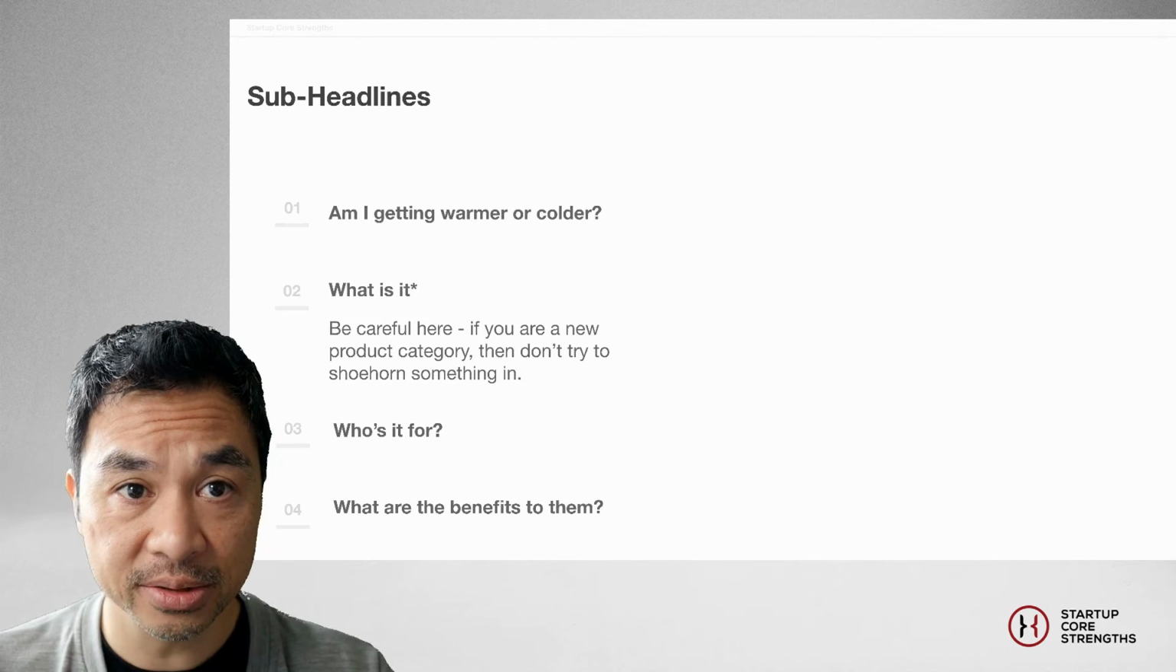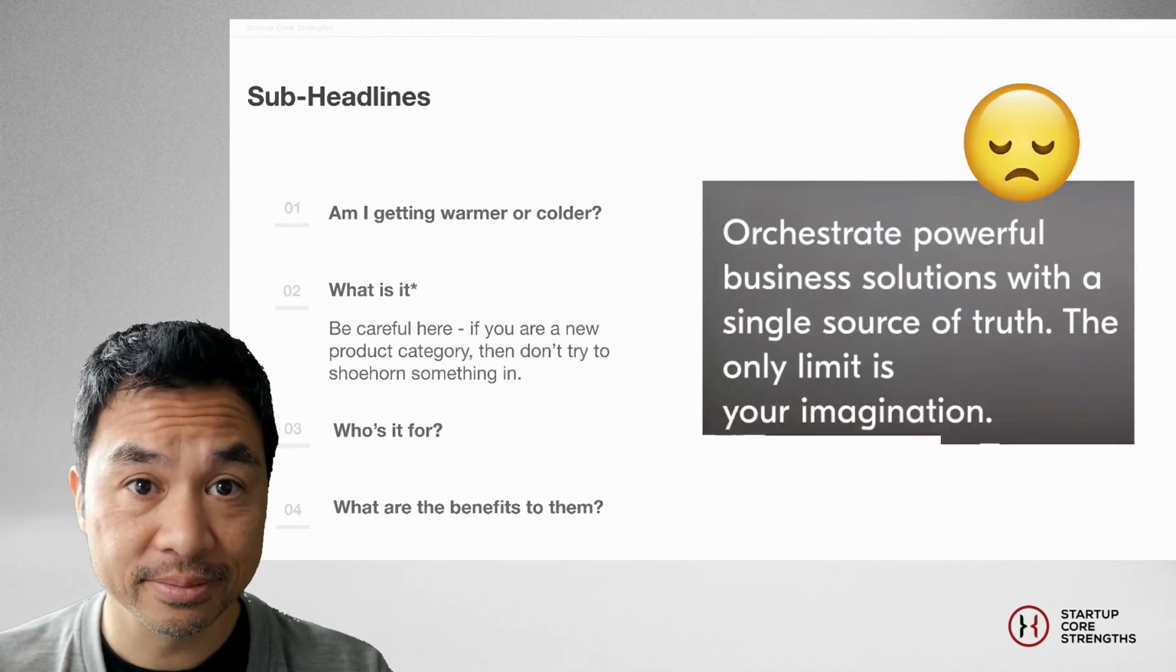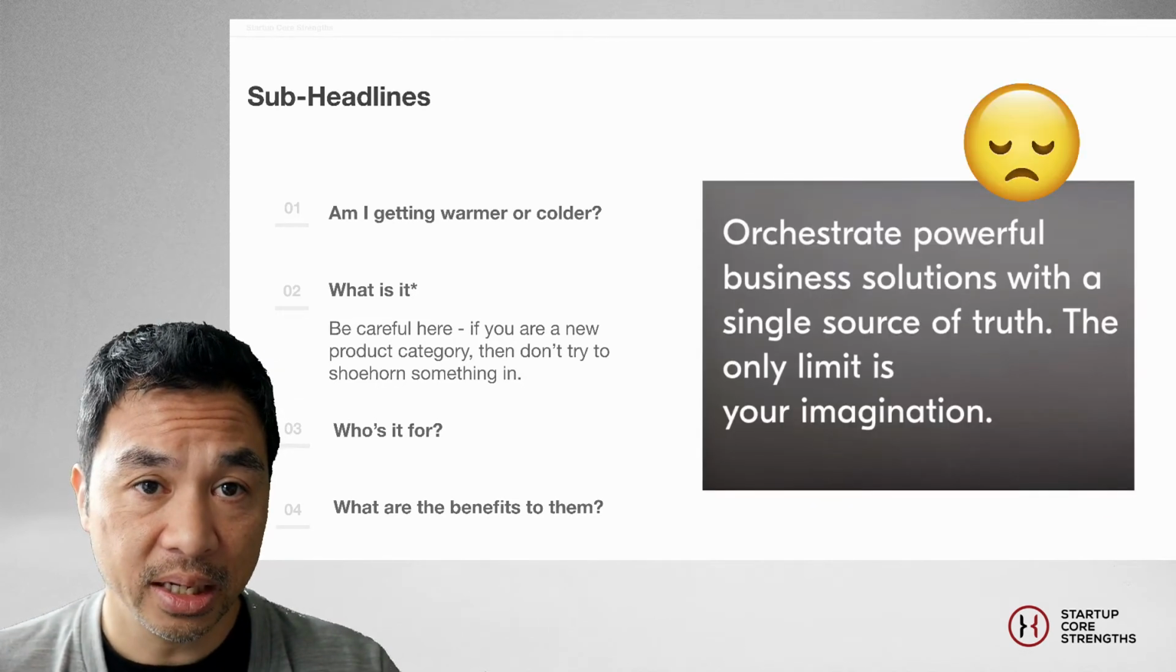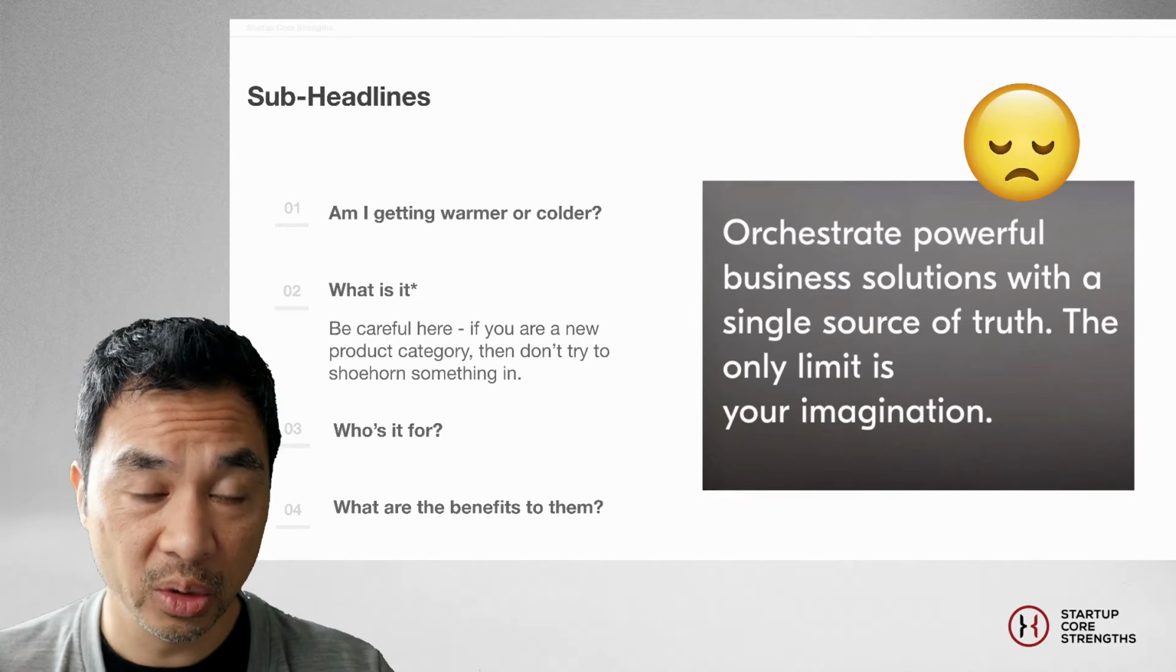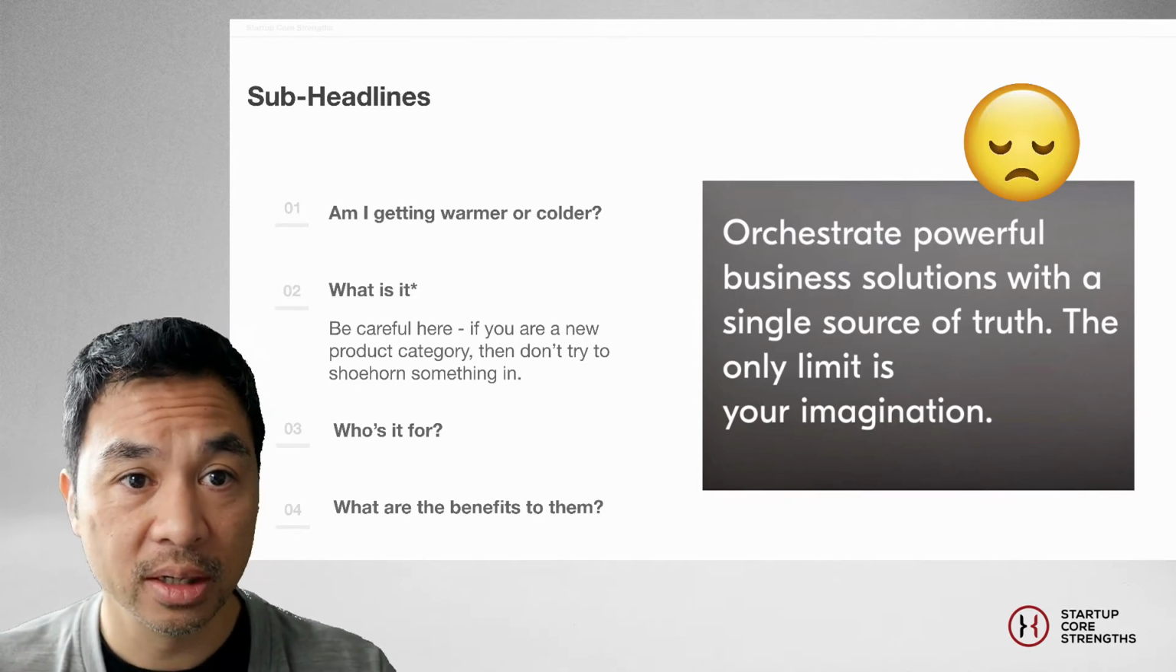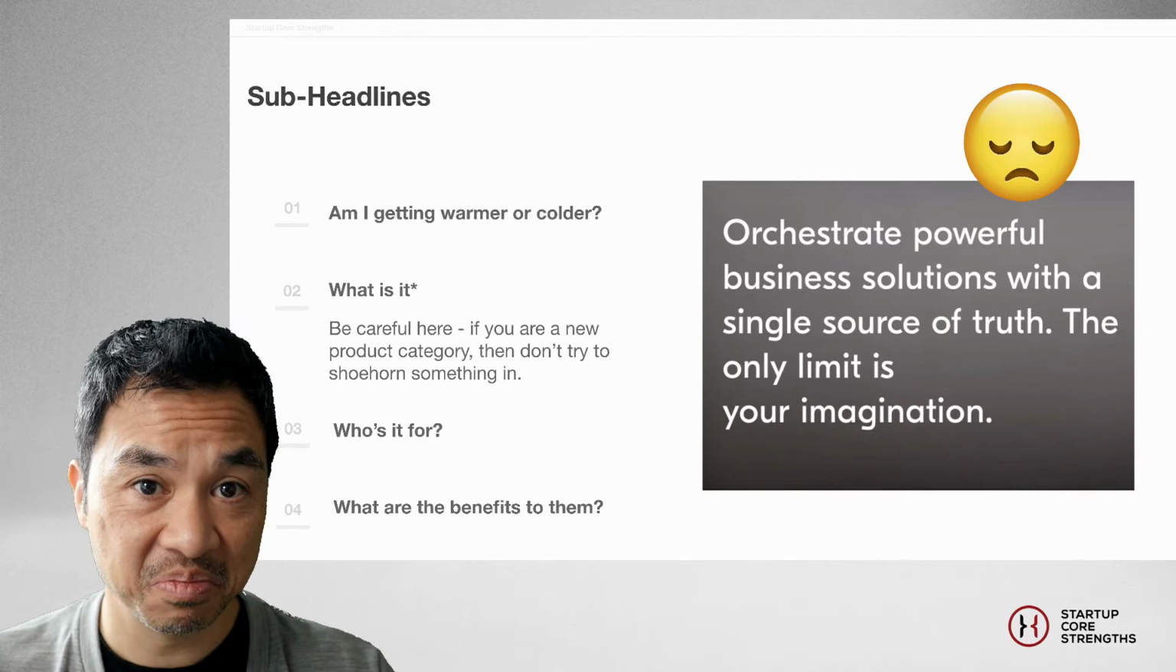So let's get into a bad example. Let's see. What is it? Orchestrate powerful business solutions with a single source of truth. The only limit is your imagination. So what is it? Don't know. Who's it for? Not sure. And what's the benefit? I guess truth.